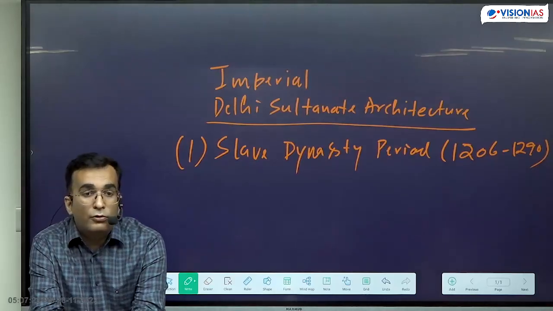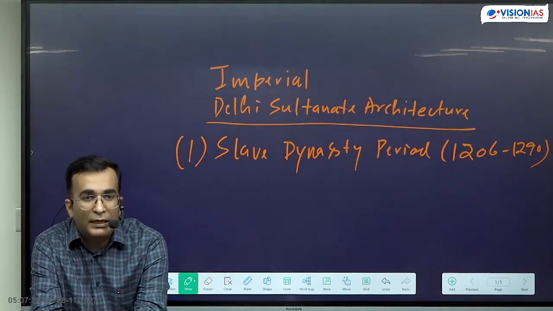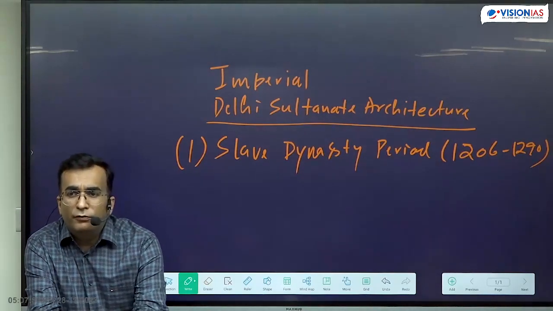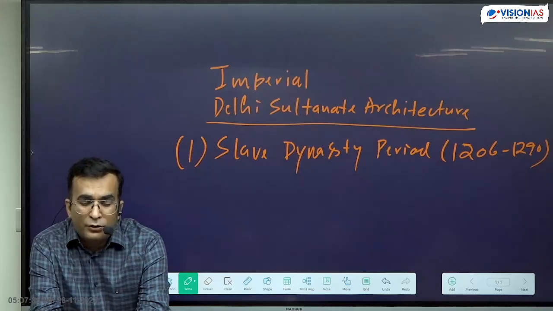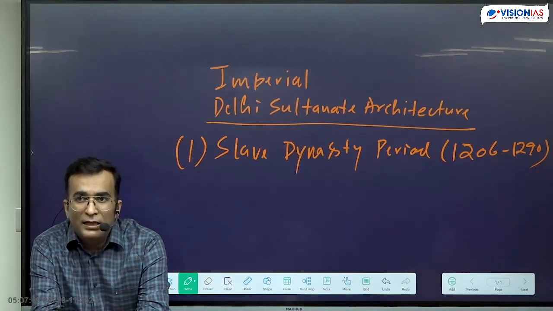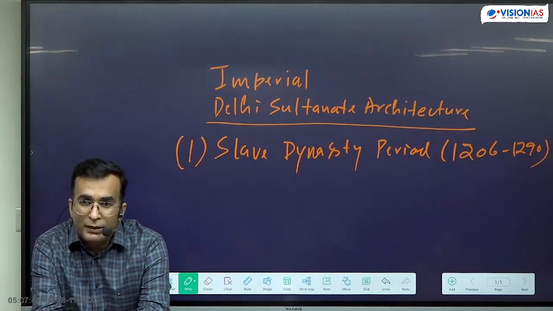Now, what are those converted buildings? First of all, the Qutub Minar premise itself is a converted building. It was one of the forts of Prithviraj Chauhan, which was known as, any idea? Kila Rai Pithoda. Kila Rai Pithoda was destroyed when Prithviraj Chauhan was defeated, and on the remnants of the Kila Rai Pithoda, this Mehrauli complex was created, which included this particular Qutub Minar.